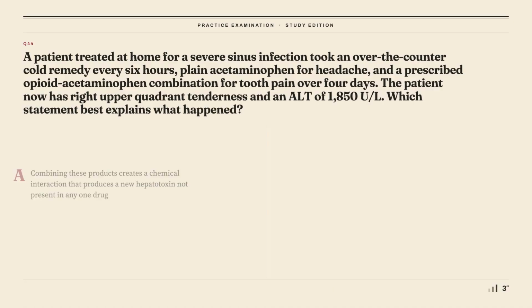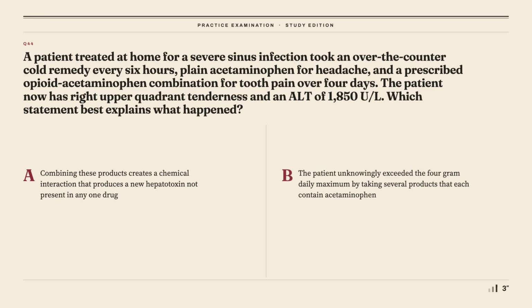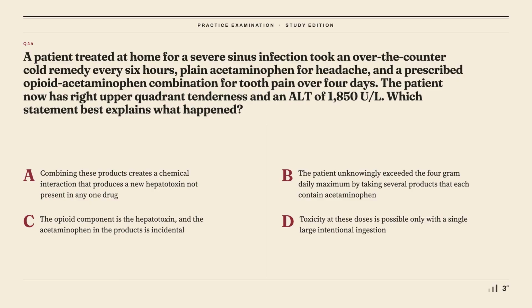Your options are: A. Combining these products creates a chemical interaction that produces a new hepatotoxin not present in any one drug. B. The patient unknowingly exceeded the 4-gram daily maximum by taking several products that each contain acetaminophen. C. The opioid component is the hepatotoxin and the acetaminophen in the products is incidental. D. Toxicity at these doses is possible only with a single large intentional ingestion. What's your answer? Commit to one before I continue.